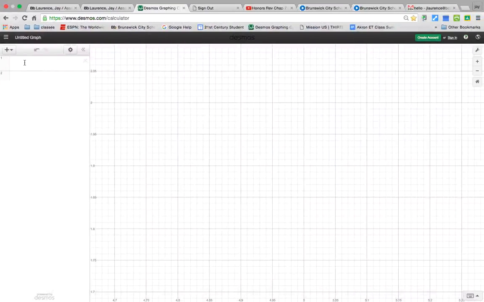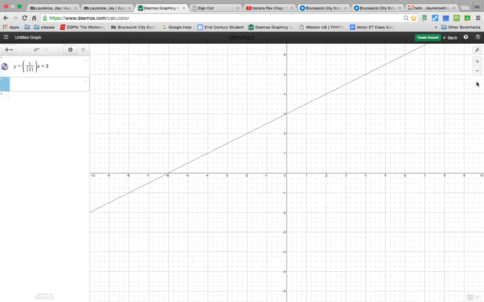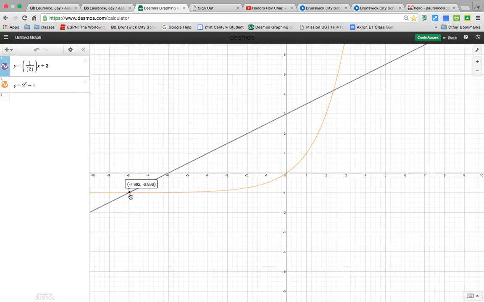What do I got? y equals 1/2 x plus 3, I believe. And I do have to hit home on that because I had zoomed in. And then the other one is going to be y equals 2 to the power of x, and then minus 1. All right, and so you see, it sure looks like they're going to cross right about here. It's difficult to get both. And then right there. And look at that, I would never guesstimate that answer.